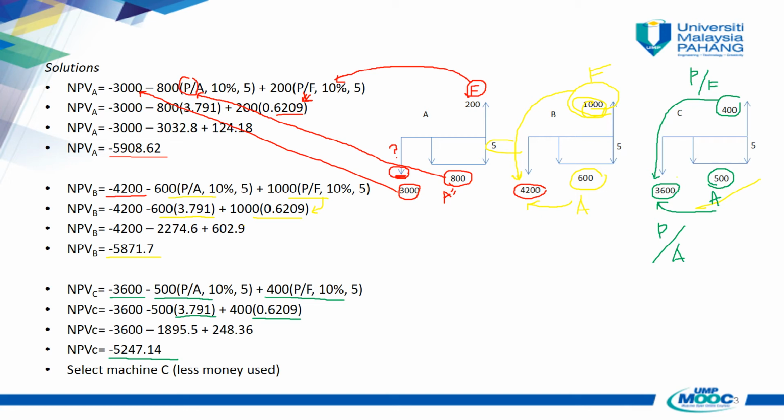If we compare the A value, B value, C value, we will see that machinery C is the one where the less money is used to purchase. So this is the higher value available. We will select machinery C to acquire.